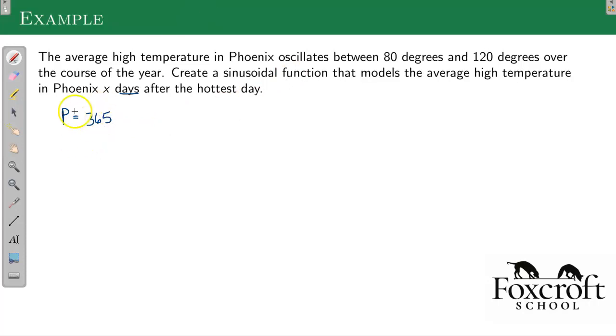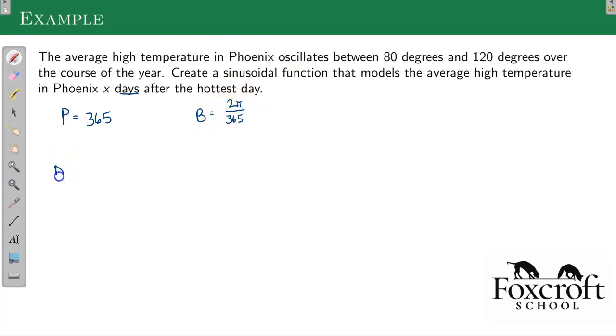So if our period is 365, the b value, which is actually going to go into our expression, is 2 pi over that value. And we can't really simplify this at all. We just have to leave it like that. It's okay, it's ugly. You're just going to leave it like that. So we found our b value.